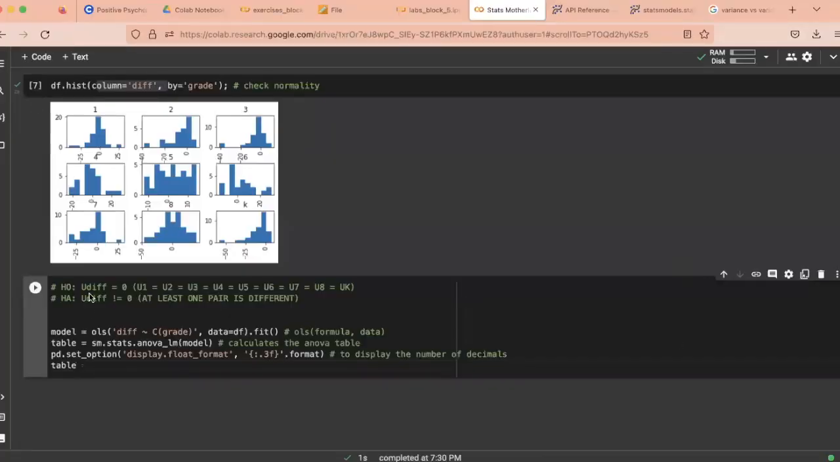So I just copied and pasted the teacher's formula because I can't really explain what the formula does, because again, I'm not a teacher, but this is the formula you have to copy and paste. You first use OLS, you put the column you're using, and here you put the criteria you're splitting it by. So think about this as the same order as your histograms. I think that is a good way of using it. So you put diff and then by grade, and then you use your data here.